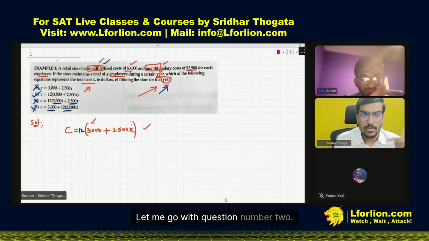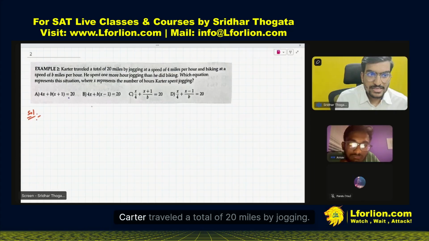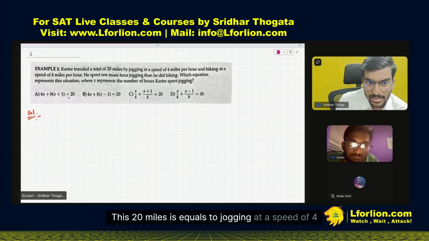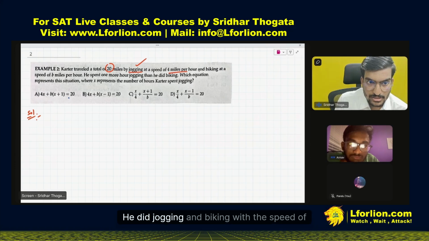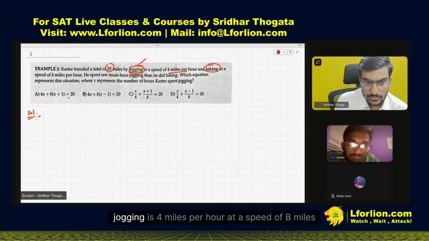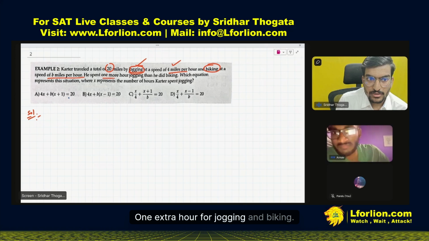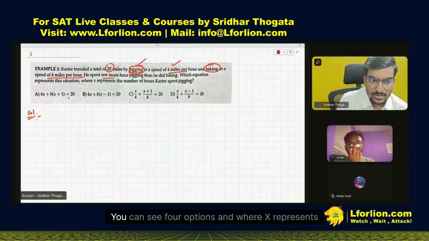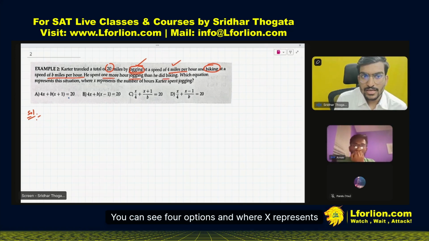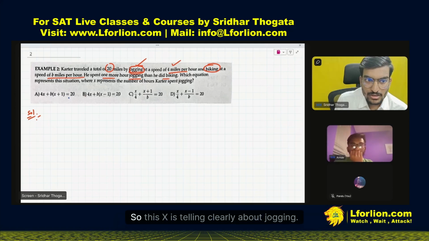Let me go with question number 2. Carter traveled a total of 20 miles by jogging at a speed of 4 miles per hour and biking at a speed of B miles per hour. And he spent 1 more hour jogging than biking. Which equation represents this, where X represents the number of hours Carter spent jogging? So this X is telling clearly about jogging.